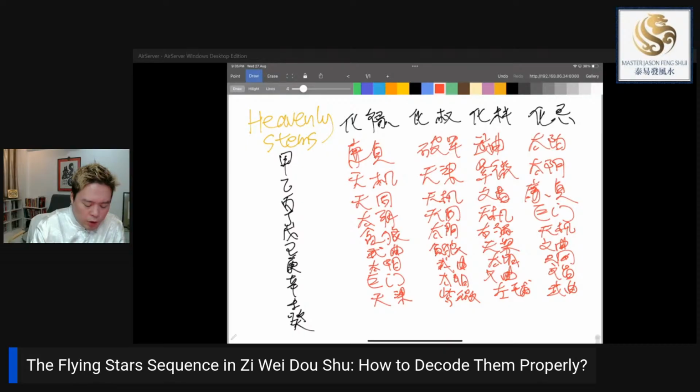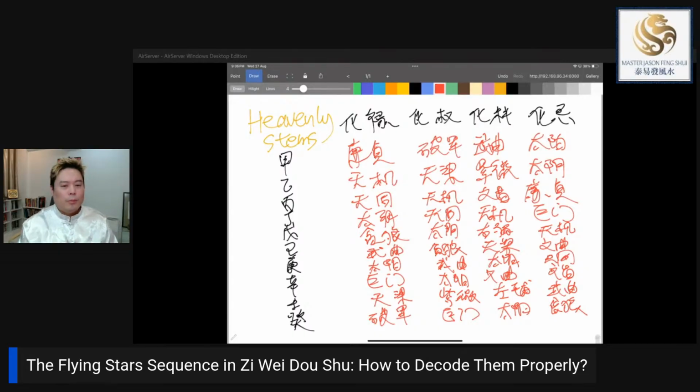And lastly, we have the Gui heavenly stem, which will bring about Po Jun paired with Hua Lu, Ju Men paired with Hua Quan, Tai Yin paired with Hua Ke, and then Tan Lang paired with Hua Ji. Okay, so I know for those who are new to Wei Dou Shu, whatever I'm sharing today will be very difficult to understand. But nonetheless, I have to give you a brief introduction.